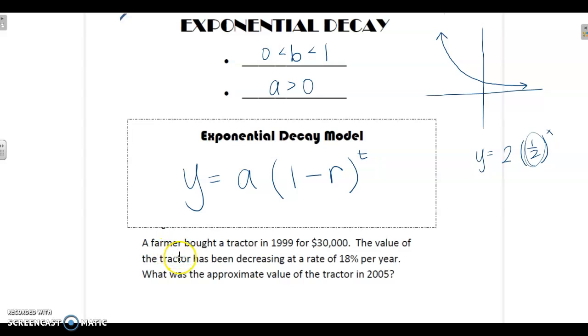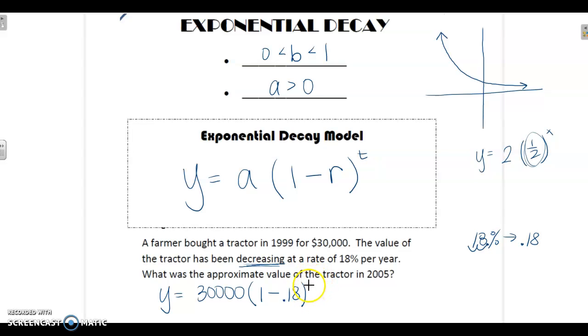So here we have a farmer bought a tractor in 1999 for $30,000. The value of the tractor has been decreasing at a rate of 18% per year. So that means since it's decreasing, that's how I know I'm talking about exponential decay. I want to know the approximate value for the tractor in 2005. So the amount that it's worth, here's our initial amount, 30,000, times 1 minus, now 18% as a decimal. We move that decimal over 2 spots, so it's 0.18. So it's going to be 1 minus 0.18 raised to the t power.